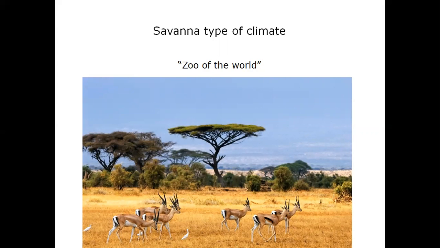The savanna type of climate grows abundant grasses, and this attracts herbivores like deer, and they in turn attract carnivorous animals like lions, leopards, cheetahs, etc. Therefore, because this savanna grassland supports a wide variety of animals, it's also known as the zoo of the world. Nowadays, students, there are many national parks established for the protection and conservation of these animals, and therefore this has helped to boost the tourism sector of this area.